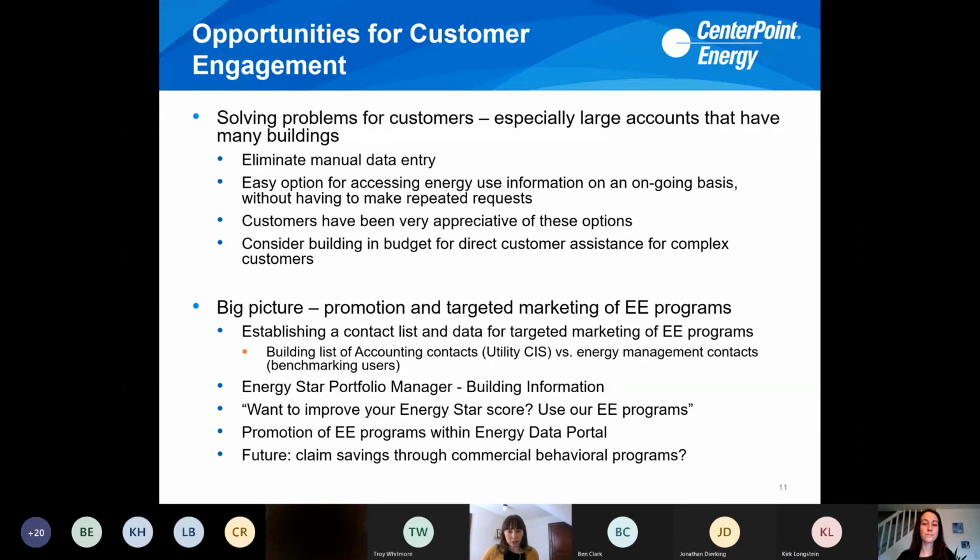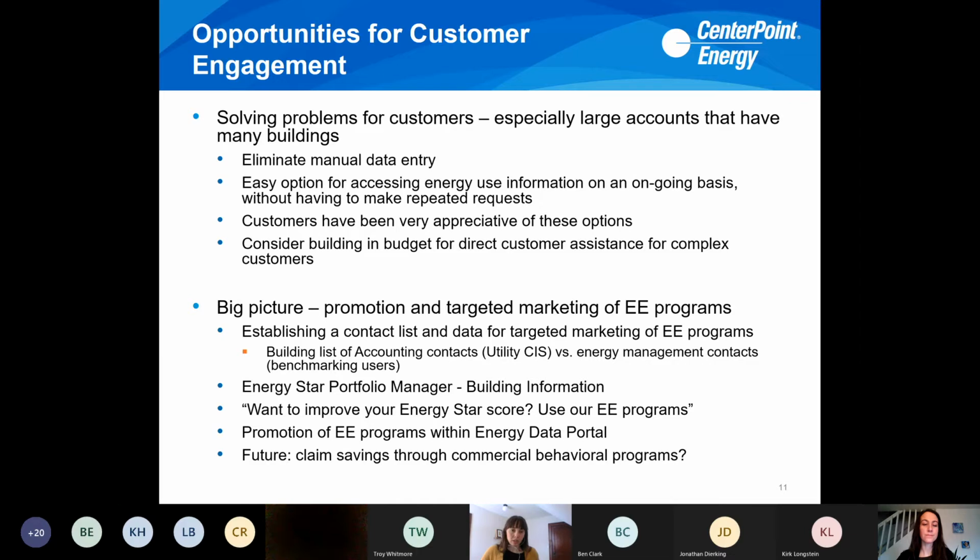And Energy Star Portfolio Manager is a treasure trove of building information that we can use to really know who has a high energy use intensity on the natural gas side. And we can see who has a low energy score or who is really close to getting to the level where they can be Energy Star verified, Energy Star certified, and we can promote our energy efficiency programs to those groups of people.